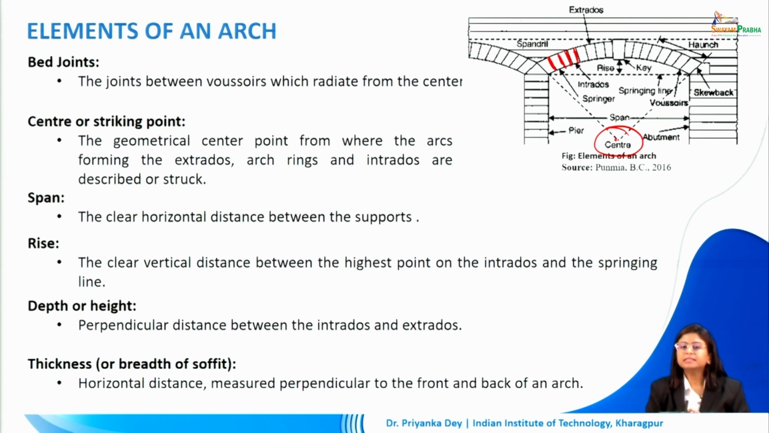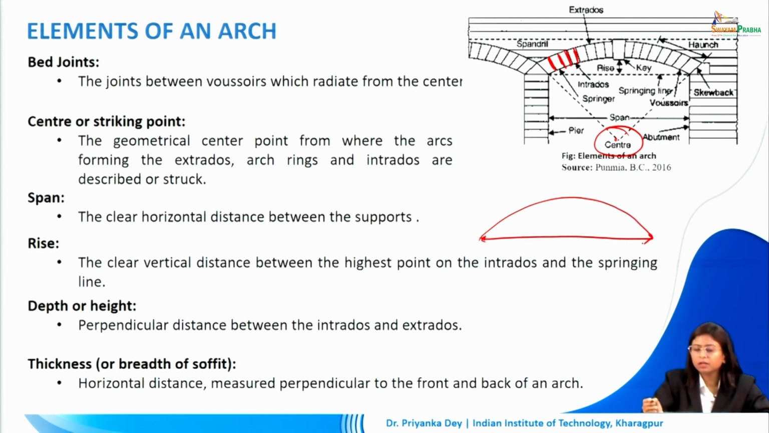The span is the clear horizontal distance between the supports. So if I have an arch along the springing line, this clear distance is the span. And the vertical distance between the highest point of the intradose, we are dealing with the intradose, not the extradose, the highest point, from there if we take a vertical distance to the springing line, this is known as the rise.